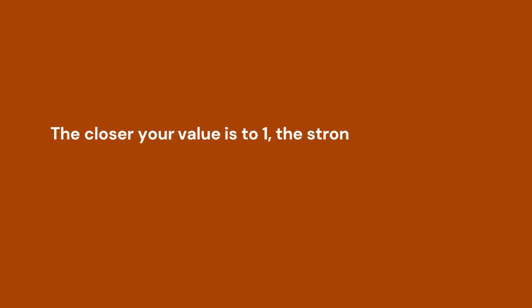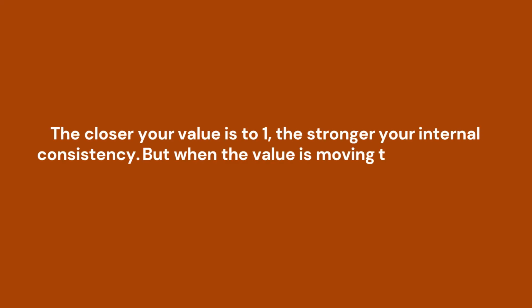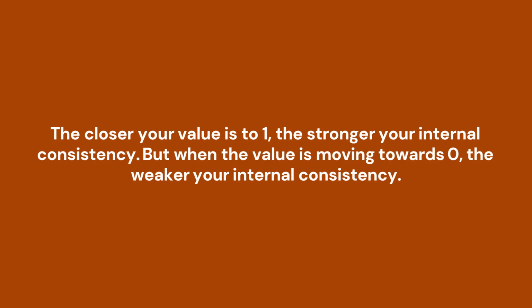Now, the Cronbach's alpha has a value that ranges from 0 to 1. So the closer your value is to 1, the higher your internal consistency, the stronger it is. But when your value is moving towards 0, your internal consistency becomes weak, and that will make your result not reliable.